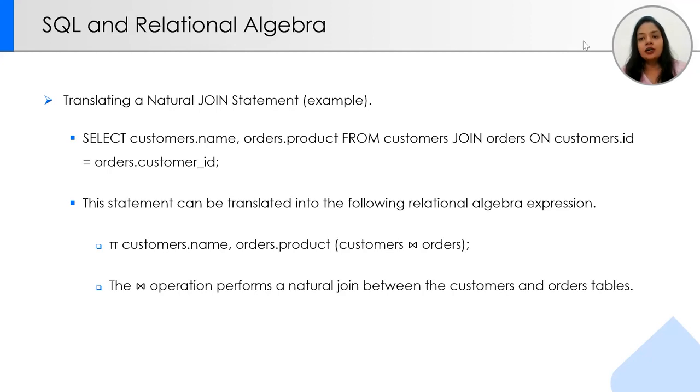To understand it in a simple manner, this statement is executed using the relational algebra expression in the following manner: pi customers dot name, comma, orders dot product, where a natural join is performed between the customers and orders tables. The natural join operation is performed between the customers and the orders table.